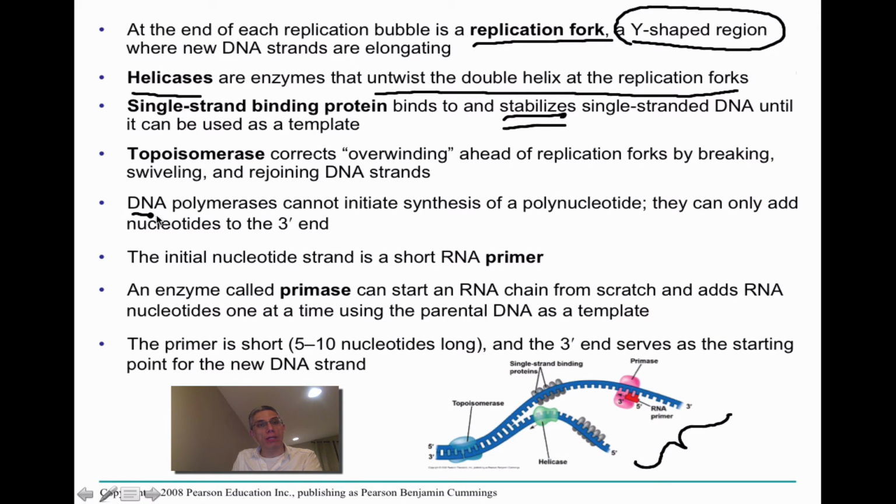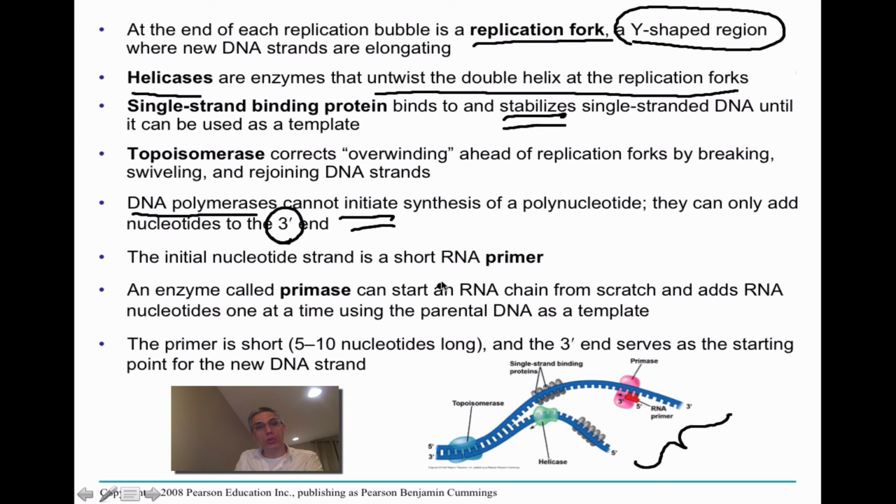Now, DNA polymerase is a really important enzyme because it's the one adding the nucleotides, but it is not the one that initiates the synthesis of that new DNA strand. The only thing polymerase can do is add nucleotides, and it can only add them to the 3' end of that DNA strand. We're going to go back over the 3' versus 5' as we make our way through this.